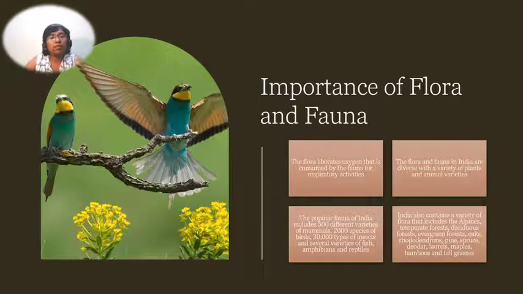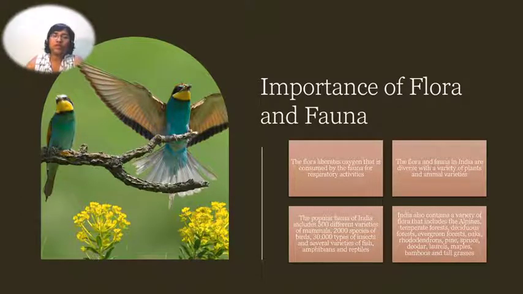When we speak about the flora and fauna in India, we see that again there is immense diversity with a variety of plants and animals. The popular fauna of India includes about 500 different varieties of mammals, 2,000 species of birds, 30,000 different types of insects, and several varieties of fish, amphibians, and reptiles. The elephants, Royal Bengal tiger, rhinos, bisons, lions are some of the fauna that is identified as belonging to India.